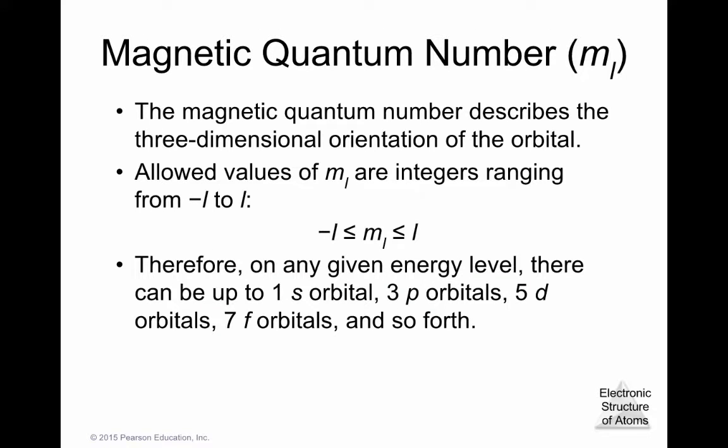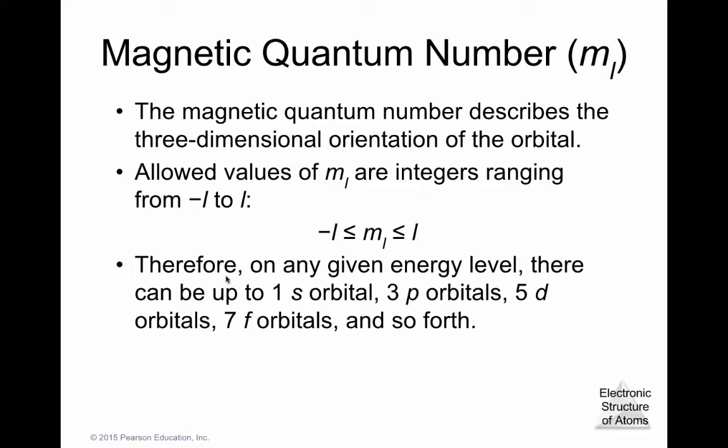So the next quantum number that we have is the magnetic quantum number, and it is designated as m sub L. So this little subscript right here is an L. And what this is telling us is the orientation of our orbitals. So remember that these orbitals exist in three-dimensional space, so they can be lying along the x-axis, the y-axis, or the z-axis. The m values are going to range from negative L to positive L.